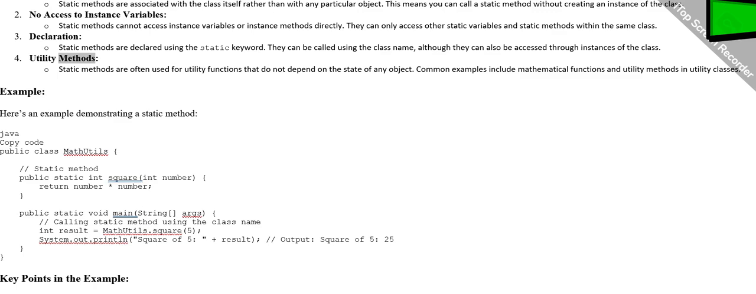Utility methods. Static methods are often used for utility functions that do not depend on the state of any object. Common examples include mathematical functions and utility methods in utility classes. Example. Here's an example demonstrating a static method.